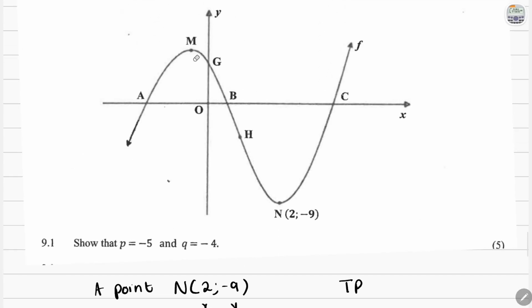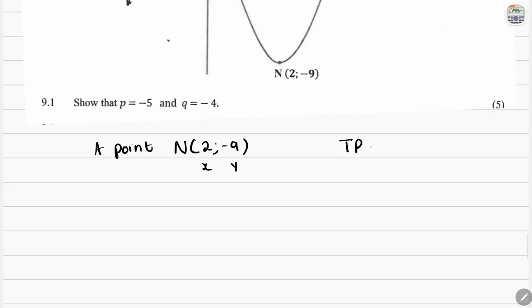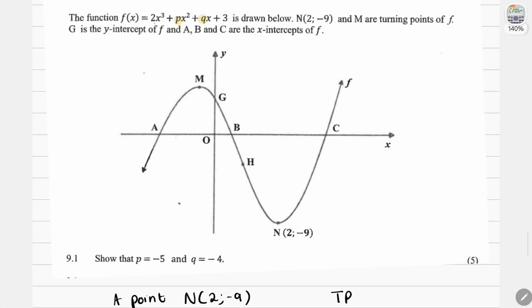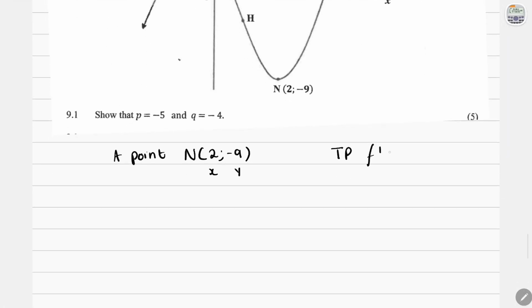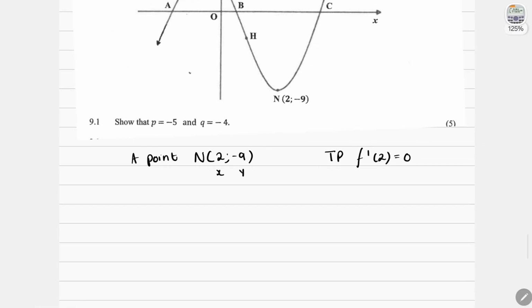Now remember that at a turning point, the gradient of the function is equal to 0. The gradient is stationary. It's not increasing or decreasing like all these other points on the graph. So that's what we're going to use here. We know that the gradient of this function, f prime of x, at the point where x is equal to 2 is 0. And that's how we're going to get this.